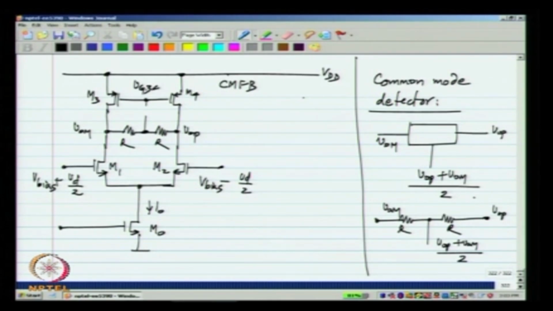Let me label these gate voltages VG34. The next thing is how to close the feedback loop. As I said, if the detected common mode voltage VOP plus VOM by 2 is too high, that means that the current in M3 and M4 is too high, and we have to go on increasing the value of VG34, so that the current in M3 and M4 goes on reducing and the output common mode voltage reaches the desired value. Similarly, if the detected common mode voltage is too low, you have to continuously reduce the value of VG34, so that the currents in M3 and M4 will increase and the output common mode voltage reaches the desired value.